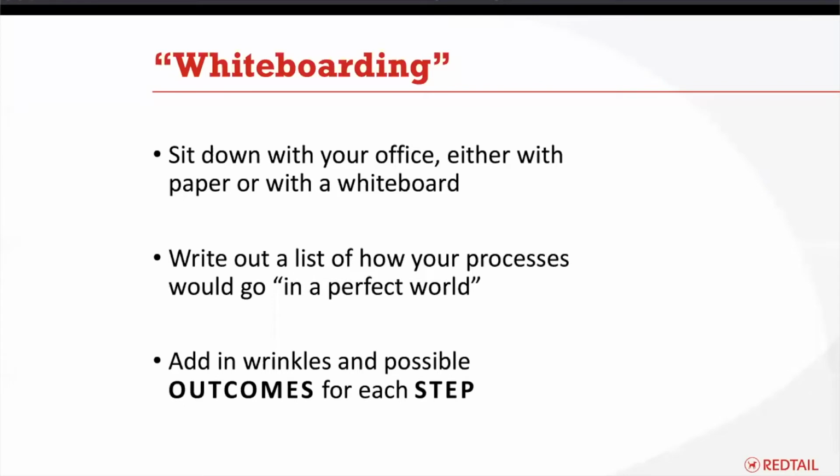After you set up your perfect world scenario, you can then go back into it and decide, well, are there different possible directions we can go? So maybe in our process, step 2 might be irrelevant, and I need an option to go from step 1 to step 3, skipping step 2 completely. You can build out those situations in the workflow process as well.